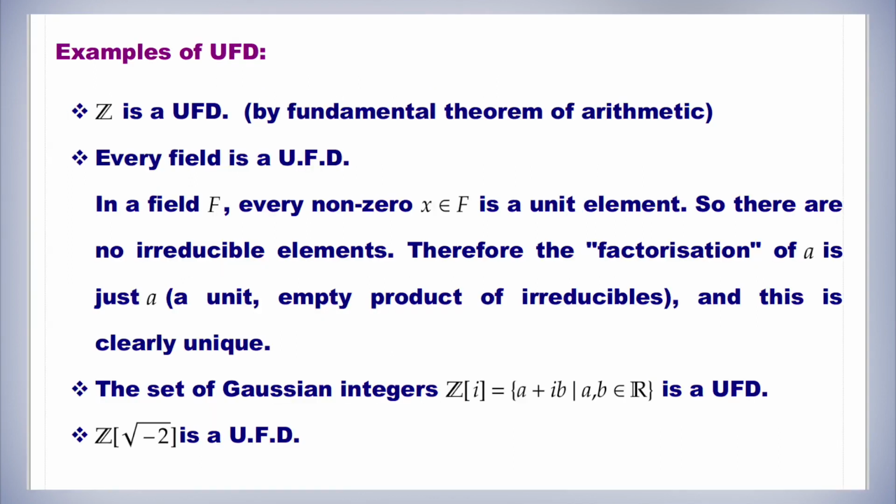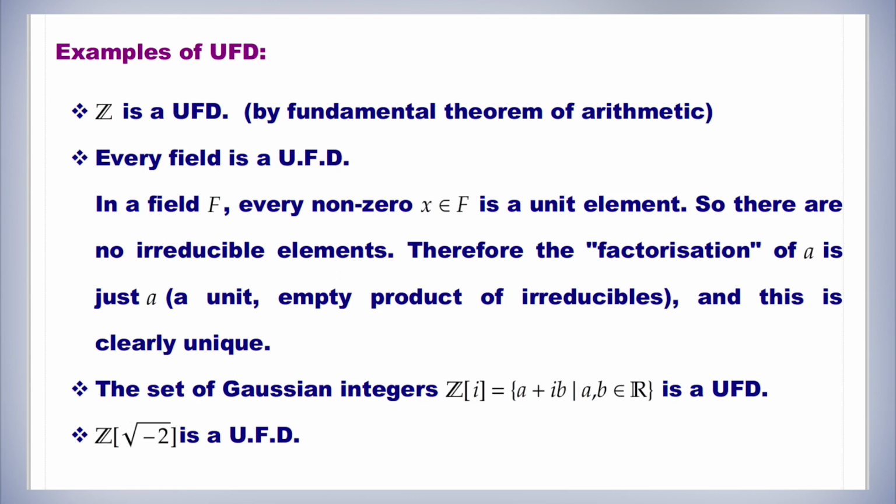Let us see some examples of UFD. Z, the set of integers, is a UFD by the fundamental theorem of arithmetic. Every field is a UFD, or unique factorization domain. In a field F, every non-zero element is a unit, so there are no irreducible elements. Therefore, the factorization of a is just a, a unit, times an empty product of irreducibles, and this is clearly unique.